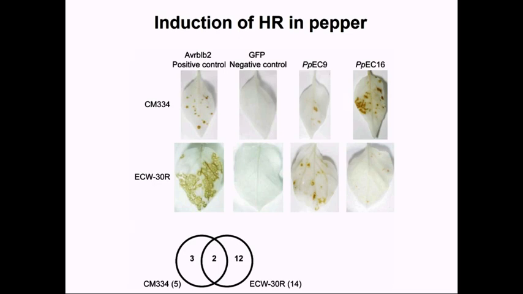But in pepper, we found that there appears to be some cultivar-dependent responses to the PPECs, because we have 12 that uniquely induced HR in ECW30R, and 3 that uniquely induced HR in CM334. But if I was looking for a pepper resistance gene to transfer to soybean, I would look maybe at these, at what's recognizing these 2 PPECs here.